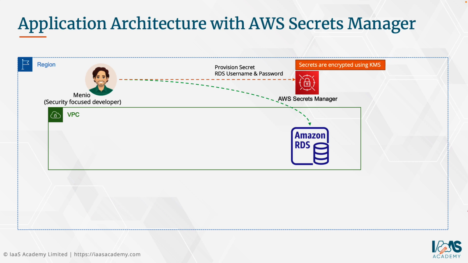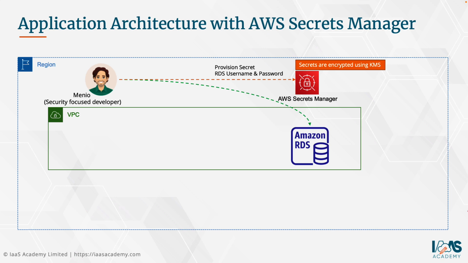Secrets Manager also allows you to integrate with KMS, the Key Management Service, so that you can encrypt secrets data. Now, you can either use the AWS managed keys for it or even create your own customer managed keys if you wanted that additional level of flexibility.